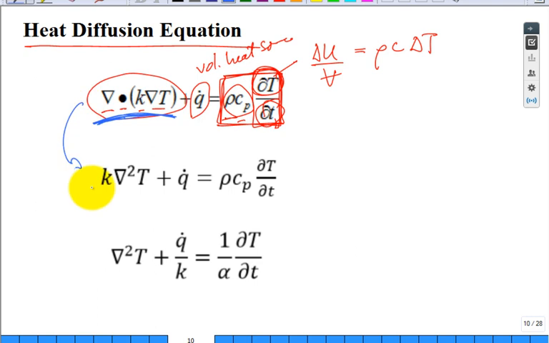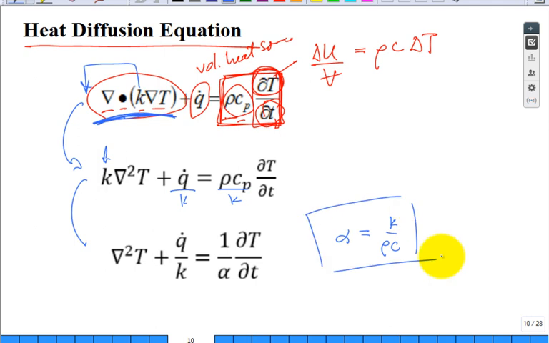What did they do here? Well, they said, hey, guess what happens to K? It comes outside, and then del dot del, or the divergence of the gradient, is the Laplacian. And then what do they do here? They just divide over by K. And then they introduced a new property called alpha, thermal diffusivity, which is defined as K over rho C. This, again, I kind of wish sometimes they didn't introduce new terms all the time. But hey, it's so common, it's introduced.